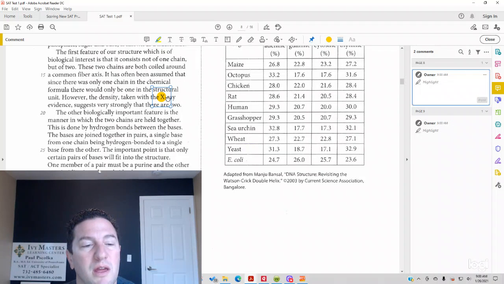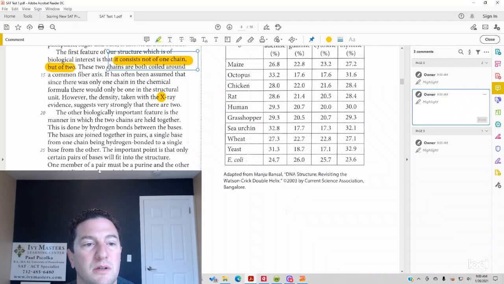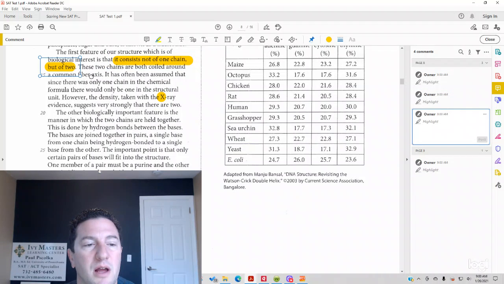Notice the X-ray is mentioned at the end of the paragraph. It's concluding what came before it, so we should get some context read before it. First feature of our structure, which is of biological interest, is that it consists not of one chain, but of two. These two chains are both coiled around a common fiber axis.